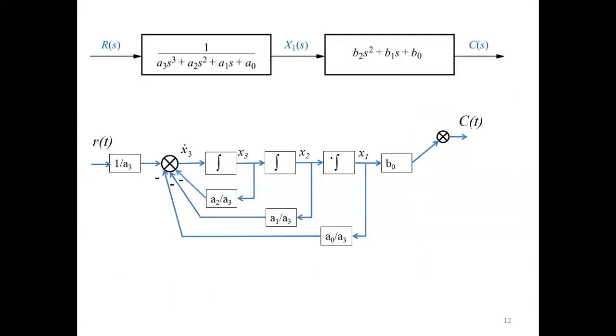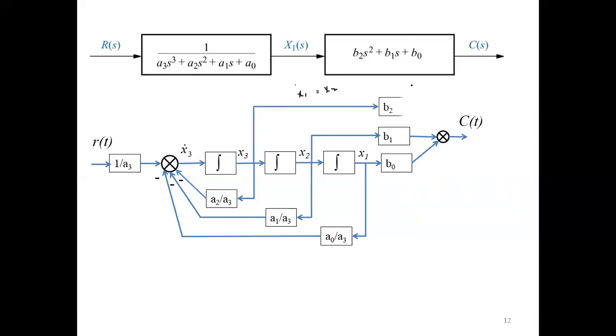X2 integration will give us x1, as x1 derivative is equal to x2. So integrating x2 will give us x1. Similarly, x3 dot integration will give x3. So integrating x3 dot with this integrator will give us x3, and x3 integration will give us x2, and similarly x1.